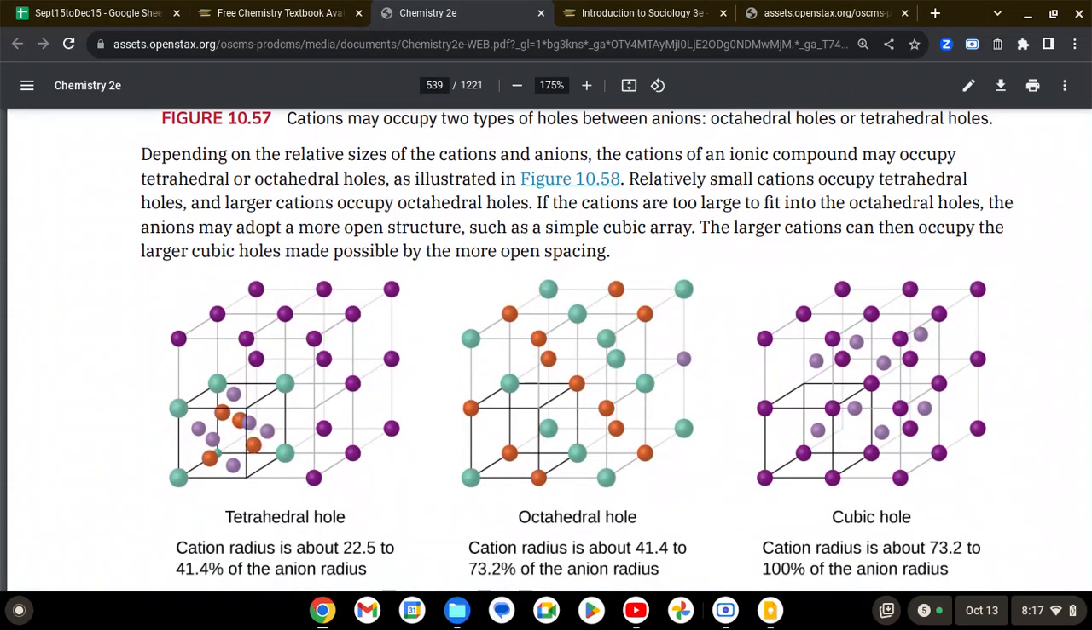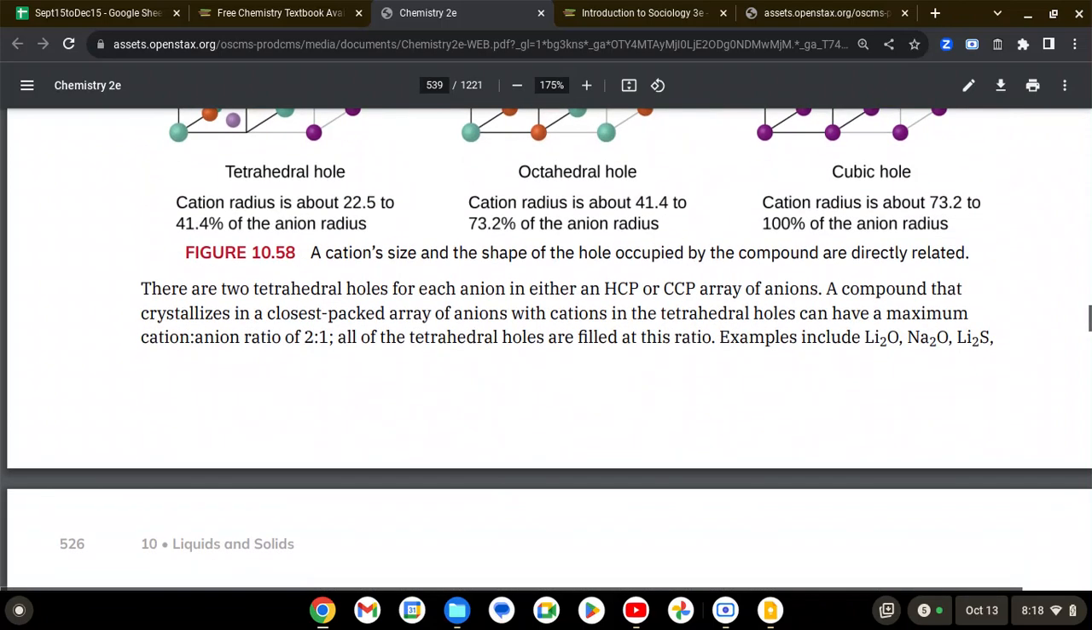Depending on the relative sizes of the cations and anions, the cations of an ionic compound may occupy tetrahedral or octahedral holes. As illustrated in figure 1058, relatively small cations occupy tetrahedral holes, and larger cations occupy octahedral holes. If the cations are too large to fit in the octahedral holes, the anions may adopt a more open structure, such as a simple cubic array. The larger cations can then occupy the larger cubic holes, made possible by the more open spacing.